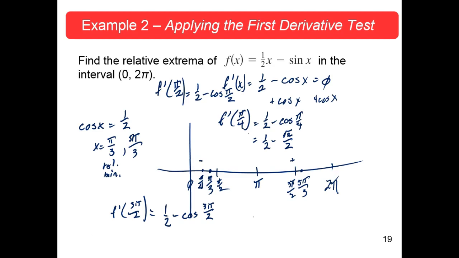It's negative over here. So what does the positive first derivative tell us? It's an increasing function to the left of pi thirds, and it's 0 at pi thirds, and it's decreasing to the right. So what is it? Relative maximum.